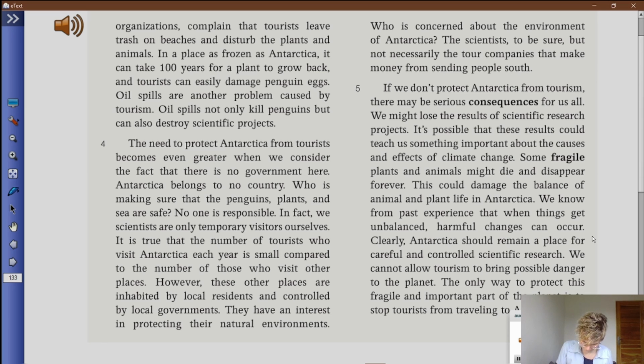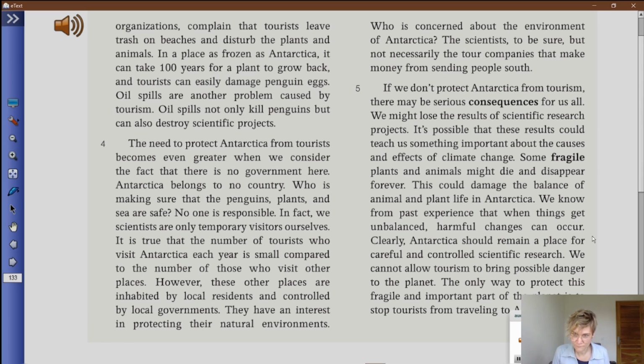The need to protect Antarctica from tourists becomes even greater when we consider the fact that there is no government here. Antarctica belongs to no country. Who is making sure that the penguins, plants, and sea are safe? No one is responsible. In fact, we scientists are only temporary visitors ourselves.